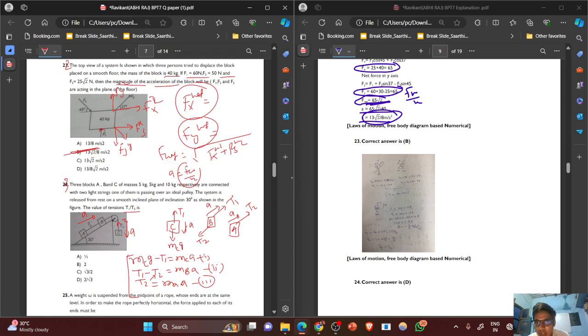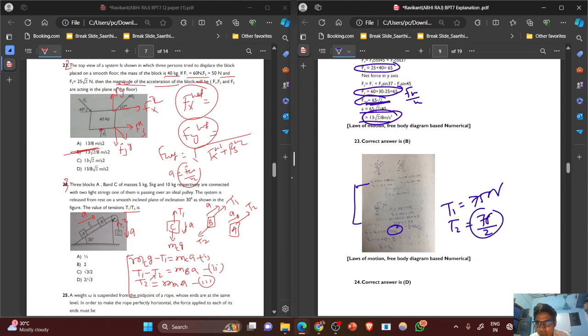As you can see in this calculation, it has been done and you can find out that T1 will come out to be 75 Newton and T2 will come out to be 75 by 2. So your T1 by T2 is simply 2. So option B is the correct answer. I have explained how to make the equations and I have made the equations for you. Now you need to just do the calculation and proceed.